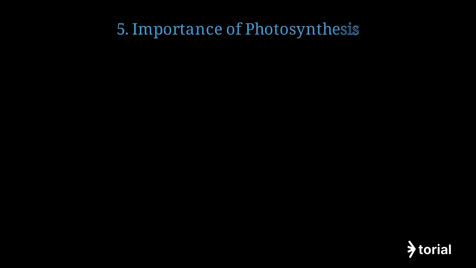Let's explore why photosynthesis is so vital for life on Earth. Photosynthesis is the foundation of most food chains, produces the oxygen we breathe, stores energy in organic molecules, and helps regulate Earth's climate. Photosynthesis produces virtually all the oxygen in our atmosphere, which is essential for aerobic respiration in animals and other organisms.